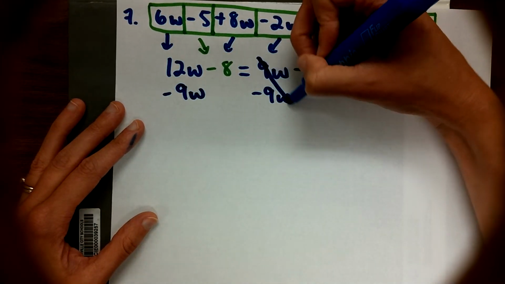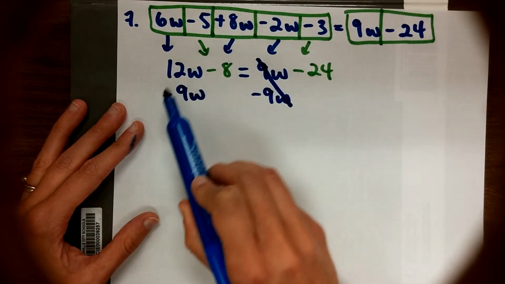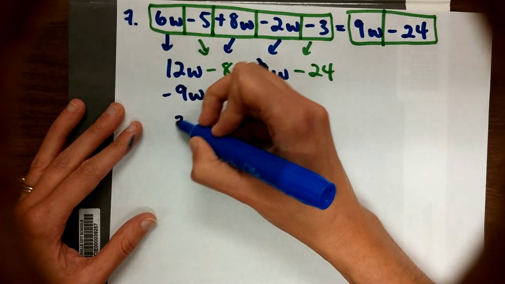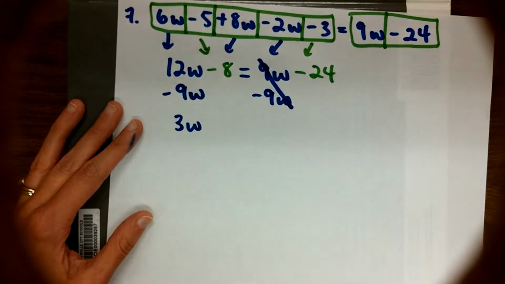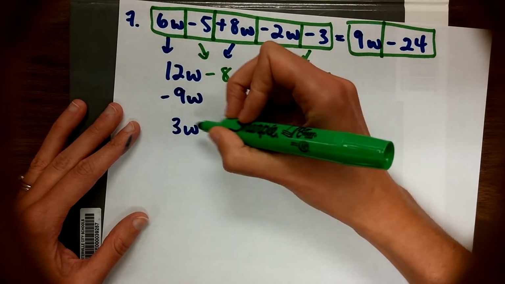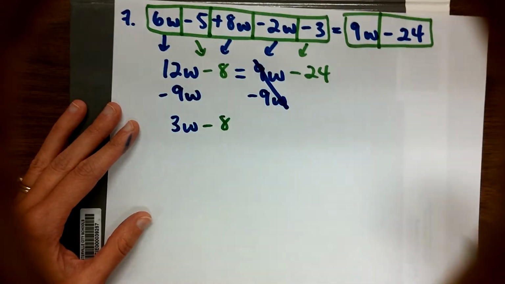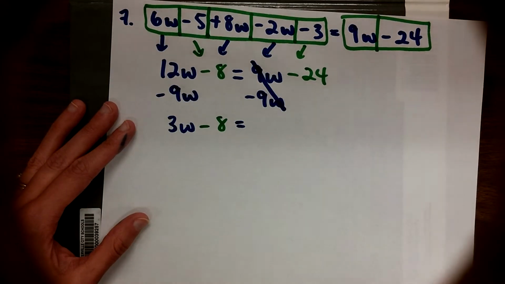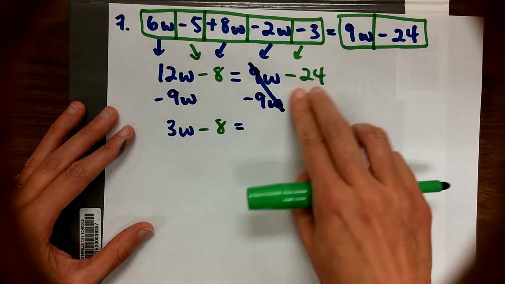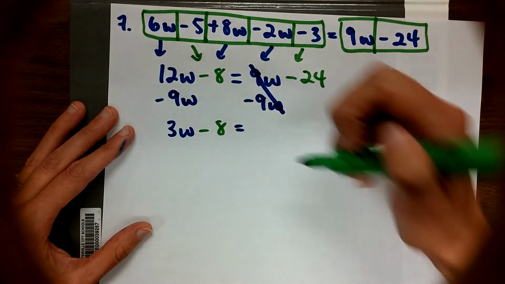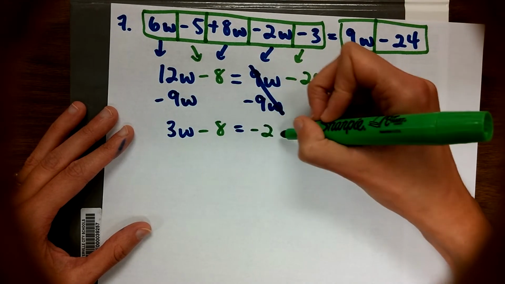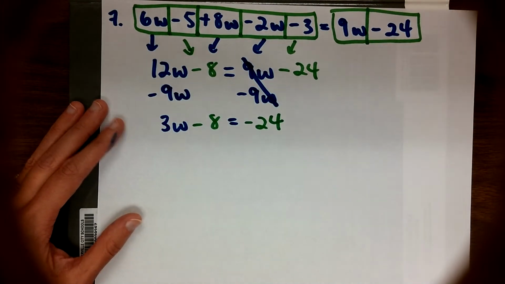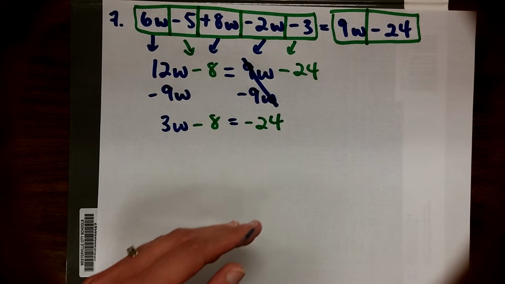That way, I no longer have w's on this side. 12w take away 9w leaves me with 3w. And then I still have my minus 8 that I'm going to bring down. And on the right side, I still have the negative 24. And the negative in front of the 24 is part of that term. It comes down with the 24. So negative 24.